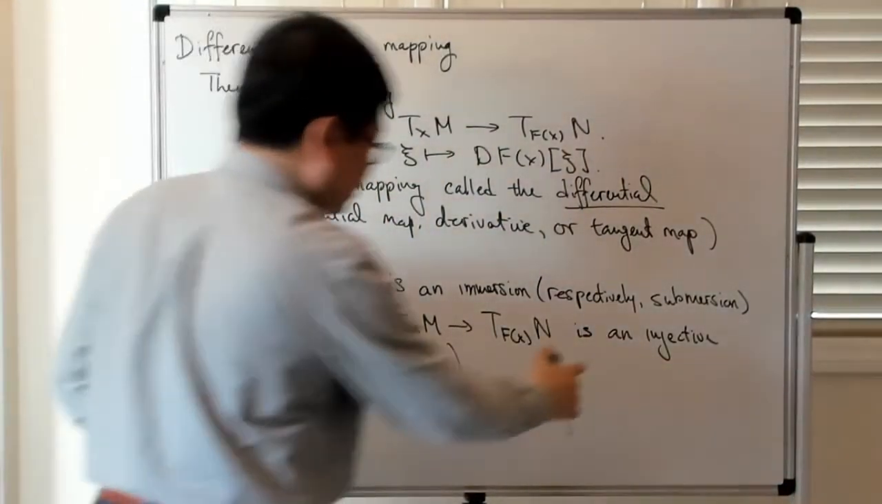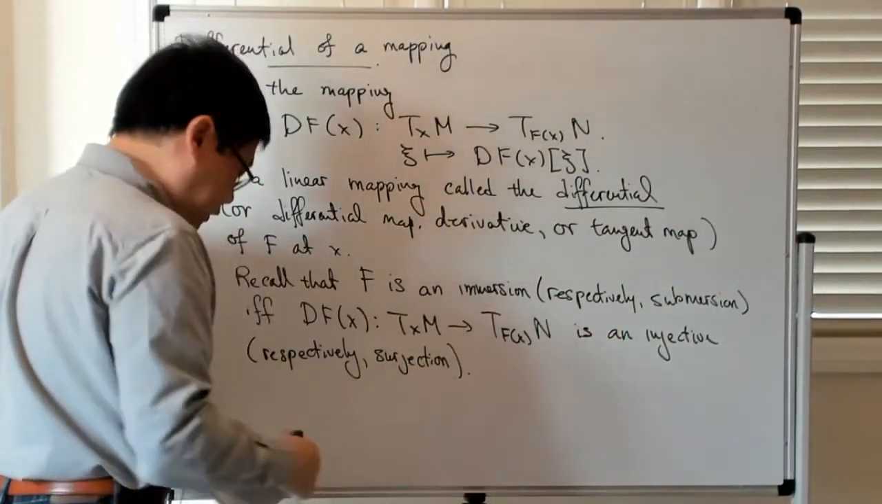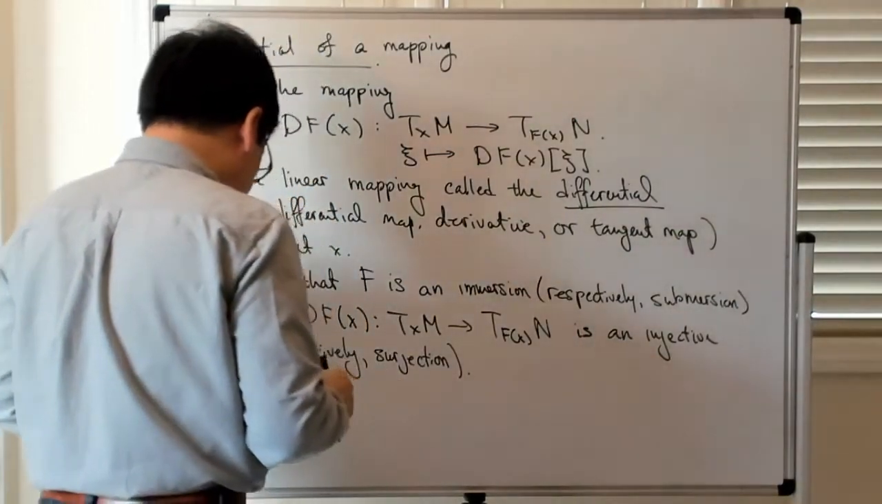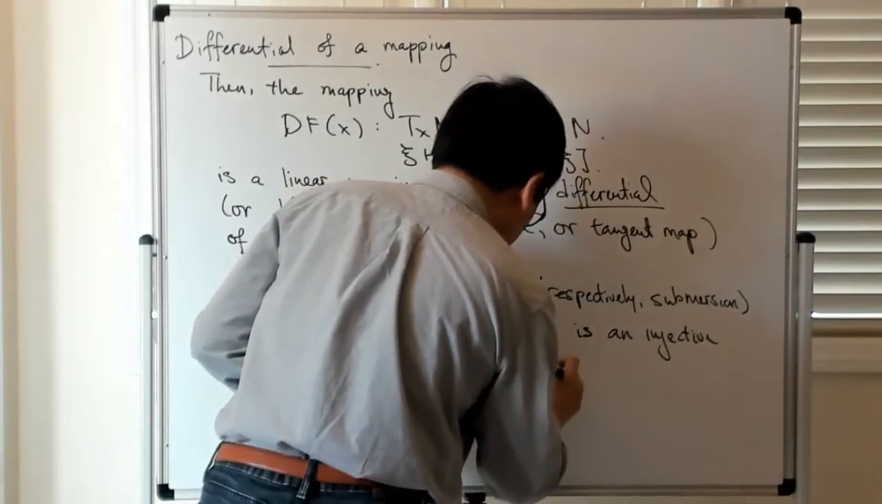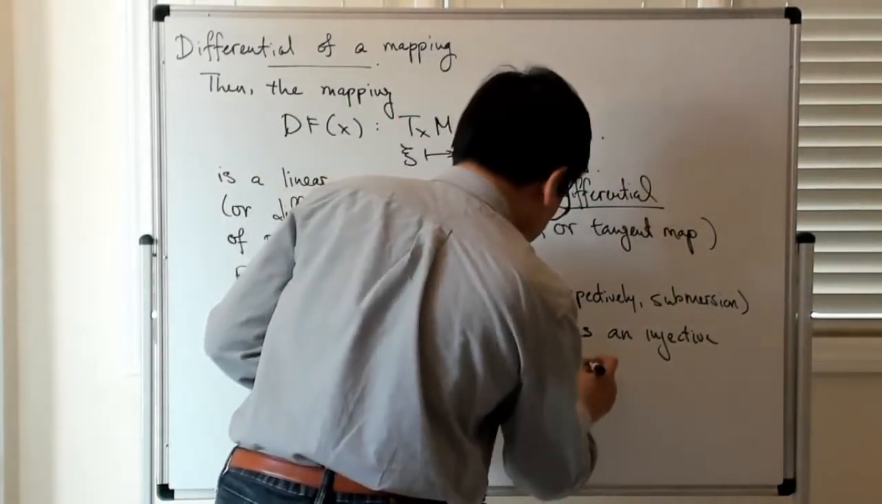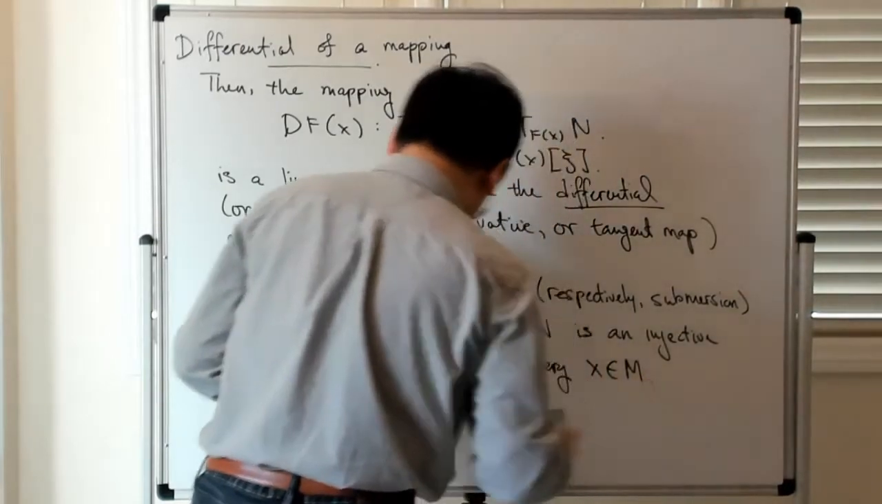So injection means that's one-to-one, and then a surjection means that's onto, for every x on the manifold.